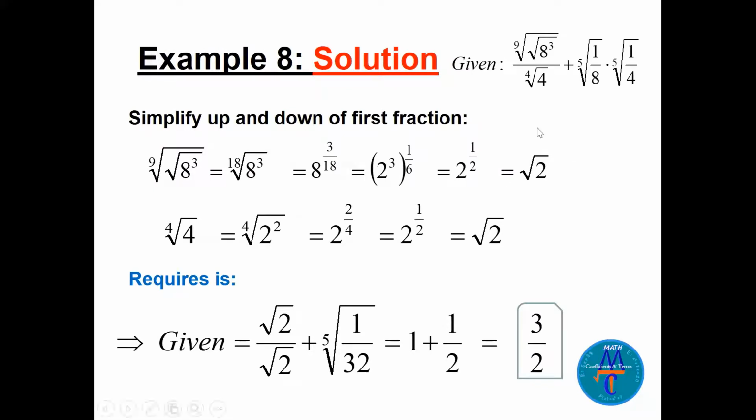Here I multiply. Same index, you see? 5 and 5. Same index, just multiply. The index is 5. 1 over 32. But what is 1 over 32? 32 is 2 to the power 5, so that will be half. 1 plus half, 3 over 2 is the final answer for this given here. That's the final answer, 3 over 2.